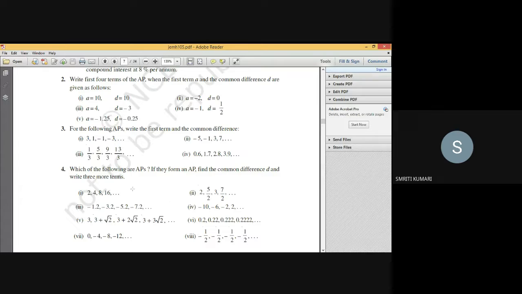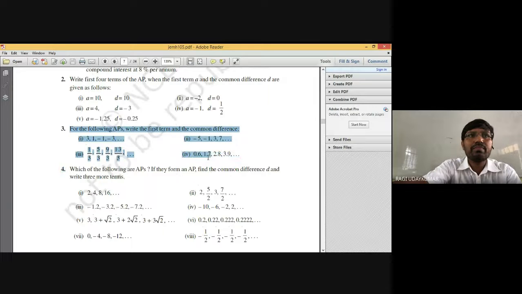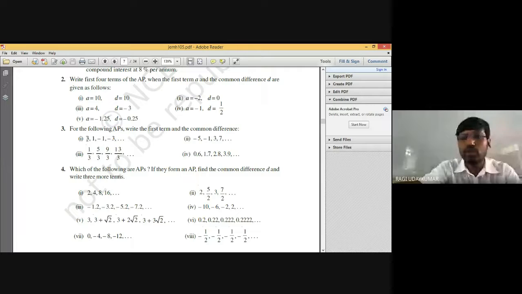For the following APs, write the first term and common difference. Here it is given. What is the first term in this? Wait, I will ask some of you. Abhijit, what is the first term in this third question? Sir, 1 by 3. Abhijit, 1 by 3. What is the common difference? Wait, Anushri, what is the common difference?